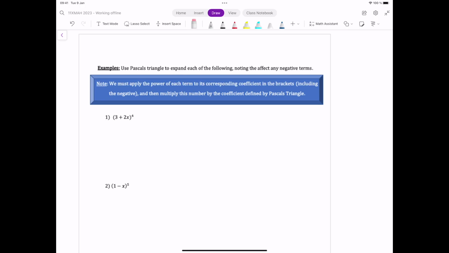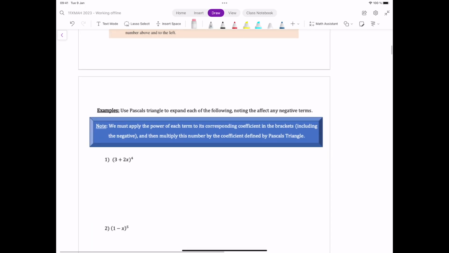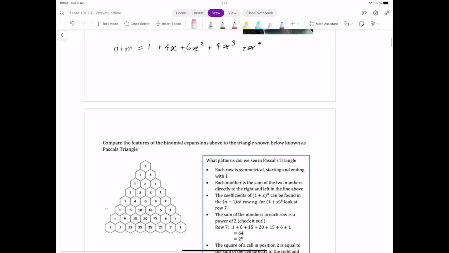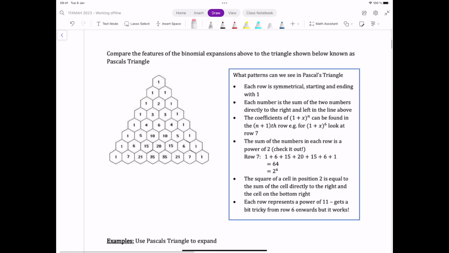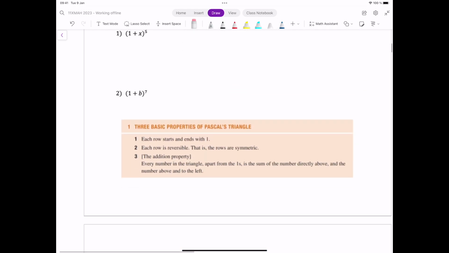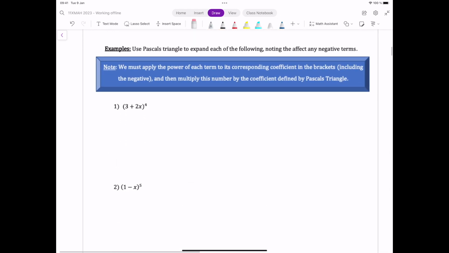Okay, so hopefully by now you're used to the idea of Pascal's triangle. Pascal's triangle was something that you learnt in your investigation task, and it was a triangle that represented the relationship between the coefficients of binomial expressions and the triangle itself. So we're going to quickly use Pascal's triangle to expand these expressions.